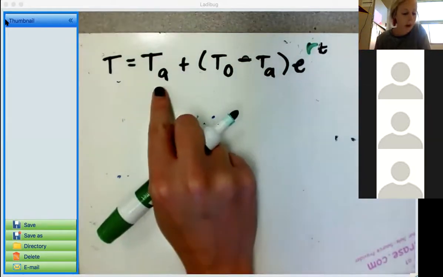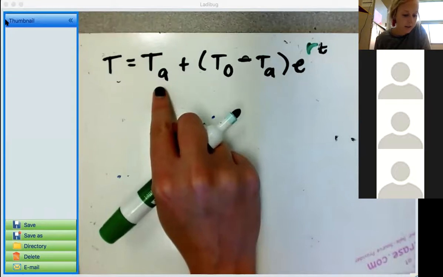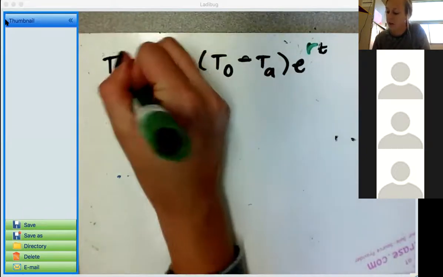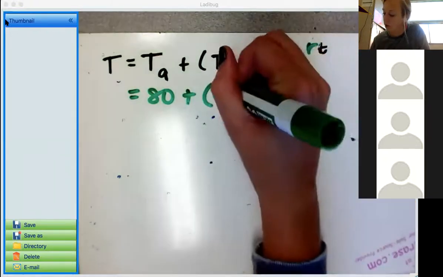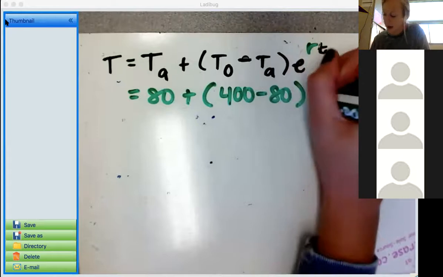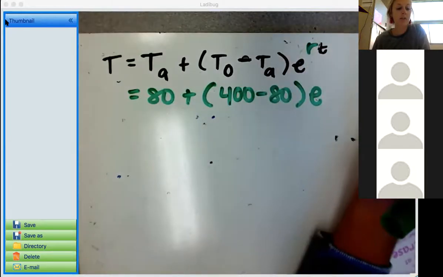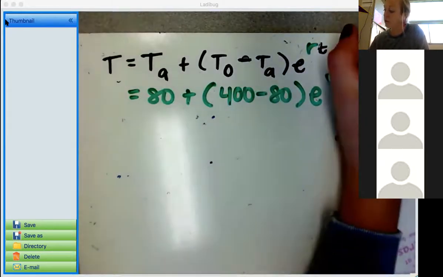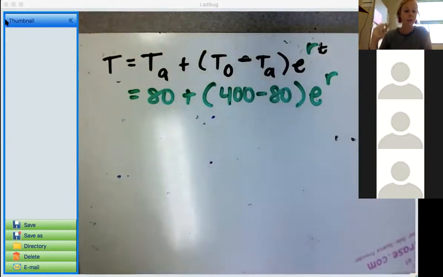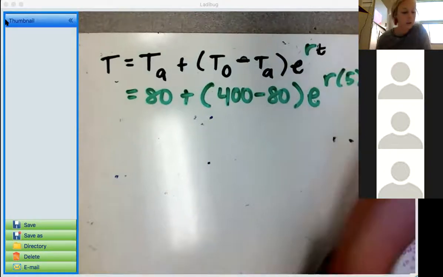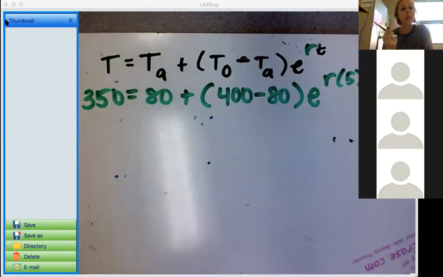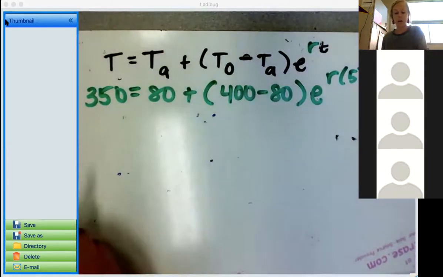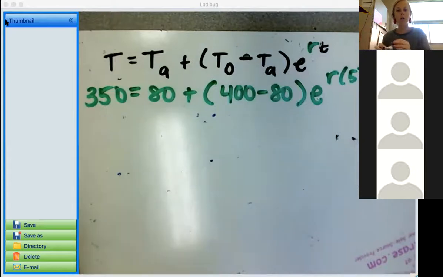But the initial environment temperature is, let's see, it says it's placed in a room that's 80 degrees. So this would be 80 plus. The initial temperature of the skillet is 400. And then the first part of the problem does not tell us what the rate is. That is an issue. That means you have to solve for the rate. So this is just like the one above it, okay? But it does say after 5 minutes, so the time is 5, the temperature is 350 degrees. So the first thing you had to do was solve for the rate. So are you guys okay if I go ahead and solve this for R?